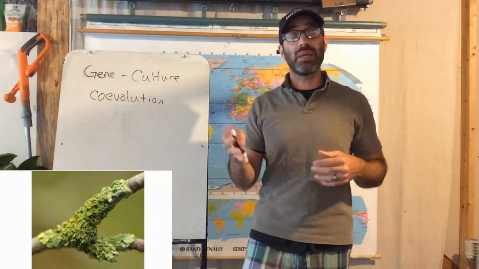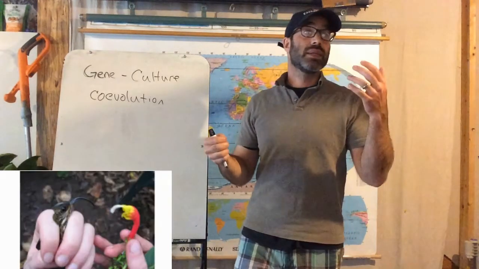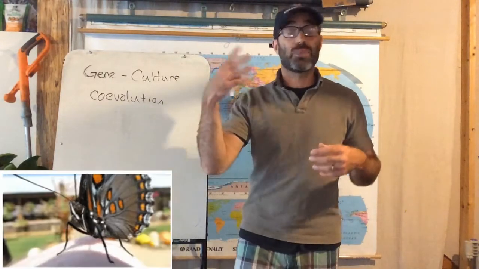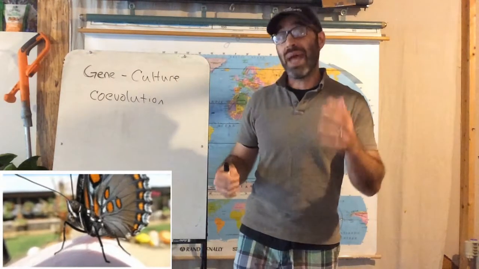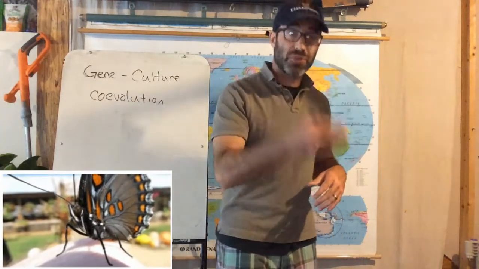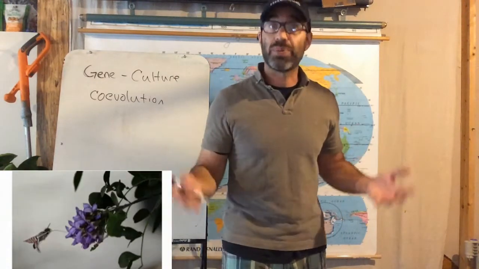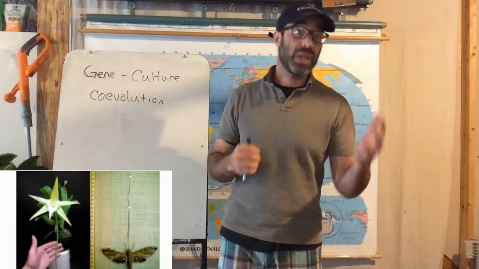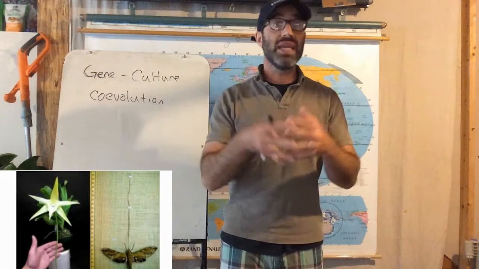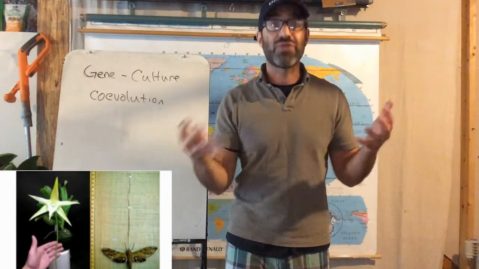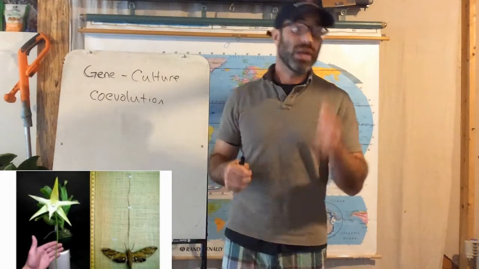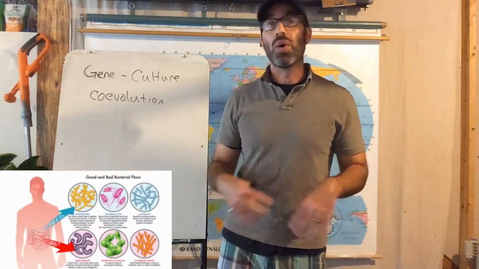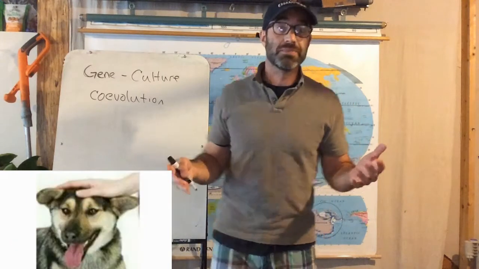Another example would be pollinator and flower coevolution. The proboscis of a pollinator matches the flower structure of the plant that it pollinates. That's another example of coevolution. The plant and the pollinator have equal benefit from each other. It's another form of symbiosis. But we have symbiosis as well if you look at our gut bacteria, or look at domestication.